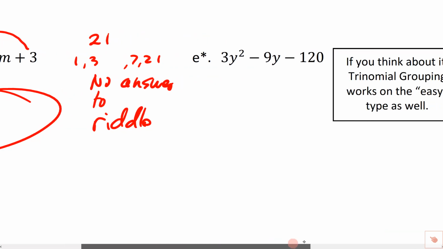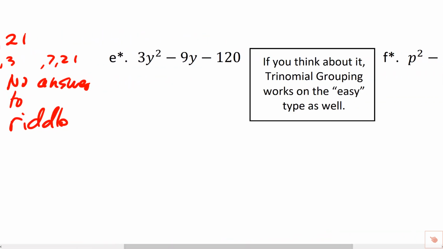Okay, we'll slide over to this one and we'll take a look here. The first rule in factoring is take out the GCF. Now, none of the other ones have had a GCF, but this one does, because notice we've got a 3 and we've got a 9 and we've got a negative 120.